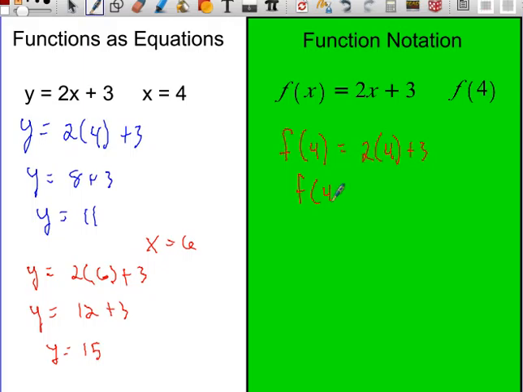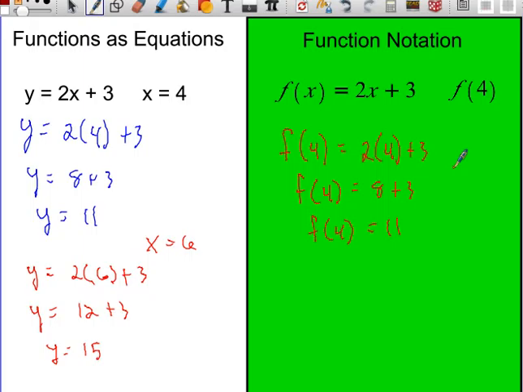So f of 4 equals 8 plus 3, or f of 4 equals 11. When you say "of," do you mean like dividing, or just "of"? Just "of," the function of 4. What's going to happen if I plug 4 into this equation? It will equal 11. The function of 4 is that it will produce the result 11 every time.